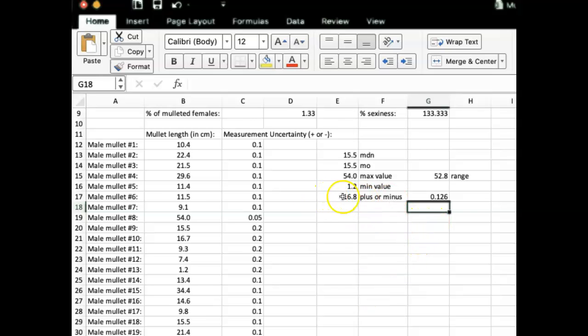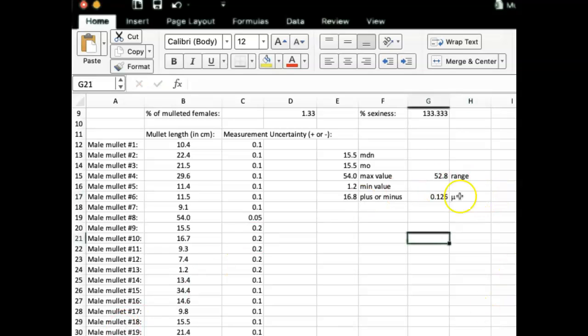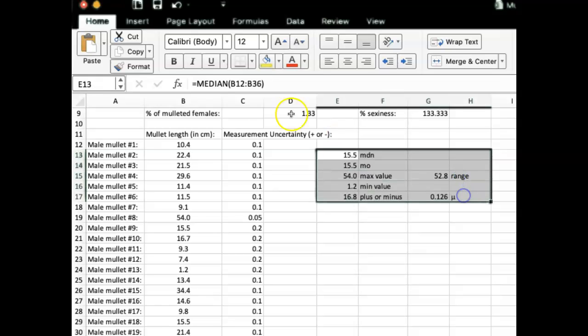And so this thing right here, 16.8 plus or minus 0.126, is considered the mean. I'm not going to bother making a Greek mu on this thing. Well, maybe I will since I talked about it. Your life is complete. There's our mean listed as a mu. Okay, so all of these values are different things that you might see reported.